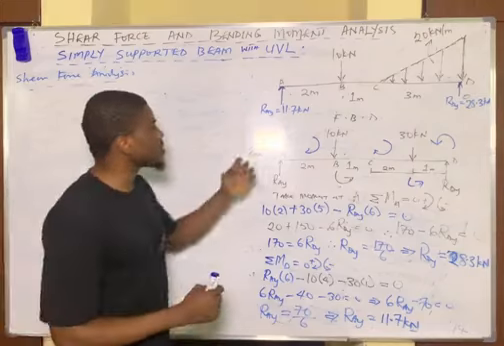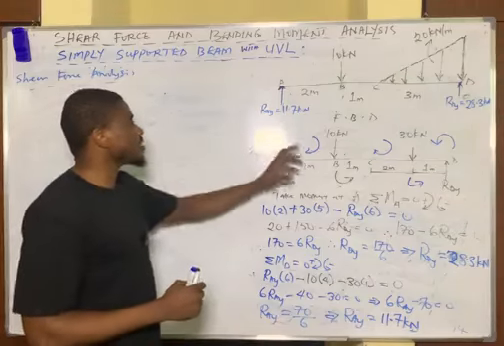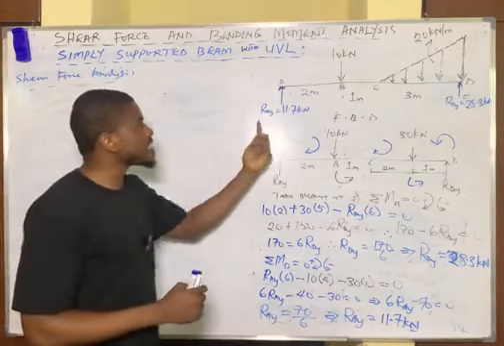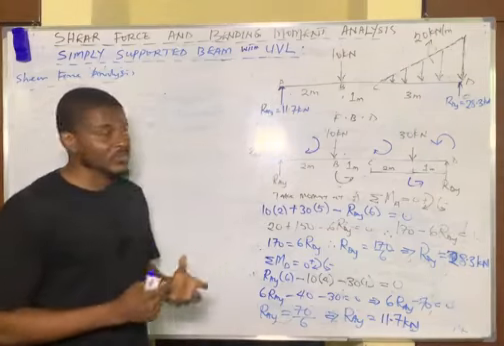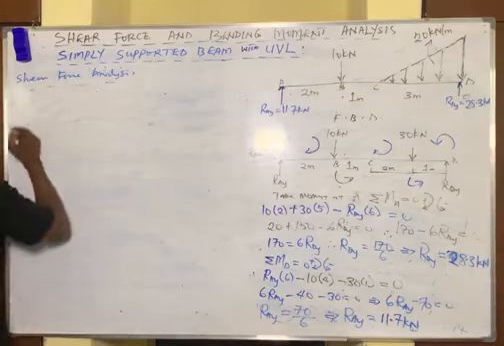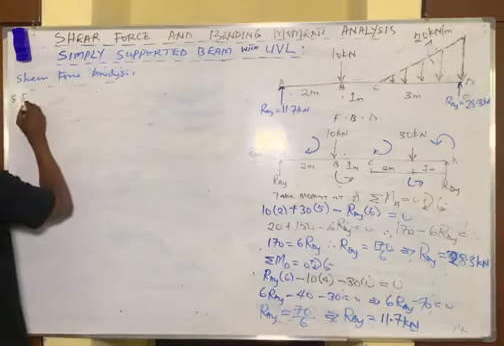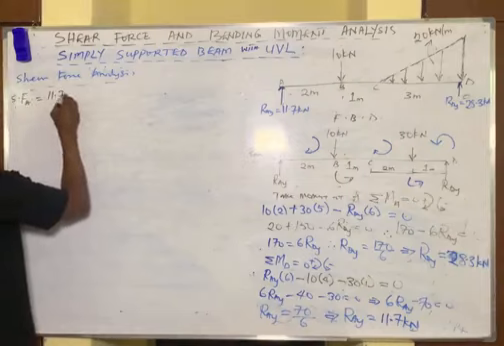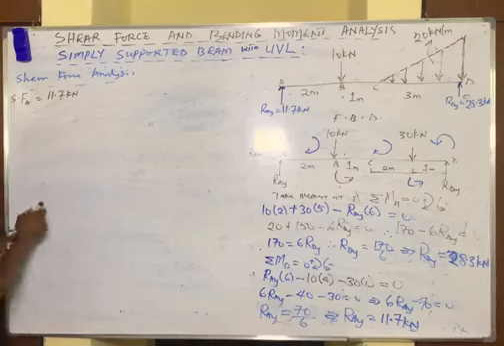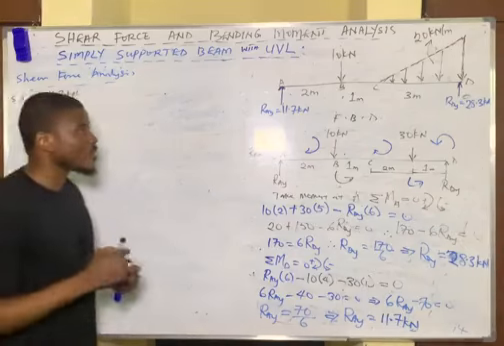So you start from point A. The force that exists at point A is 11.7 kilonewtons, and this force is pointing upwards. Since it's upwards, it means the force is positive. So therefore, shear force at A equals 11.7 kilonewtons, and it is positive because it is pointing upwards.